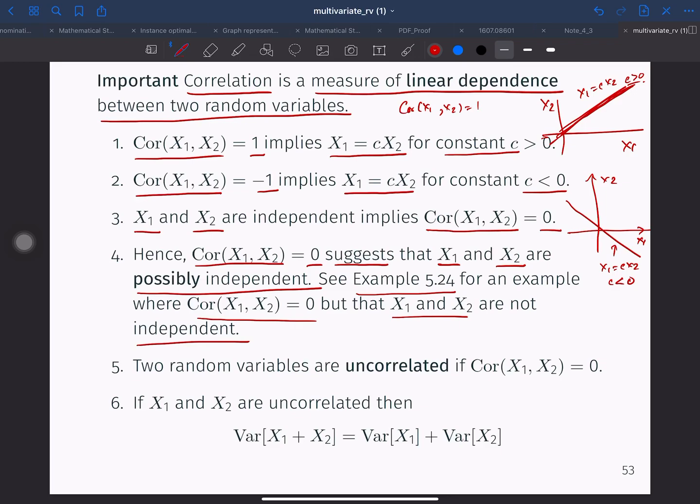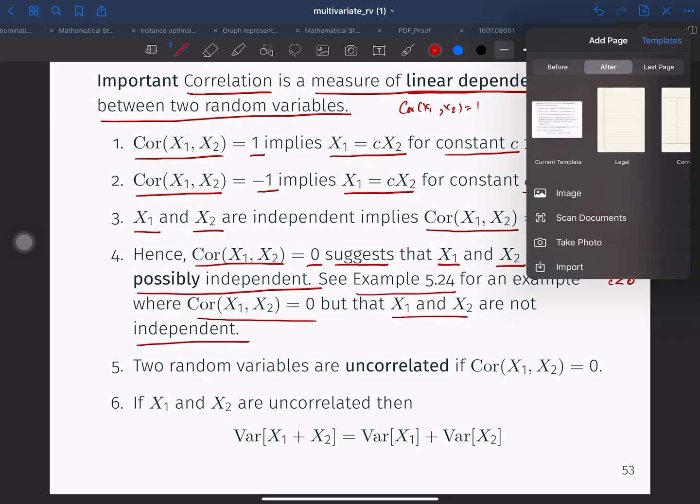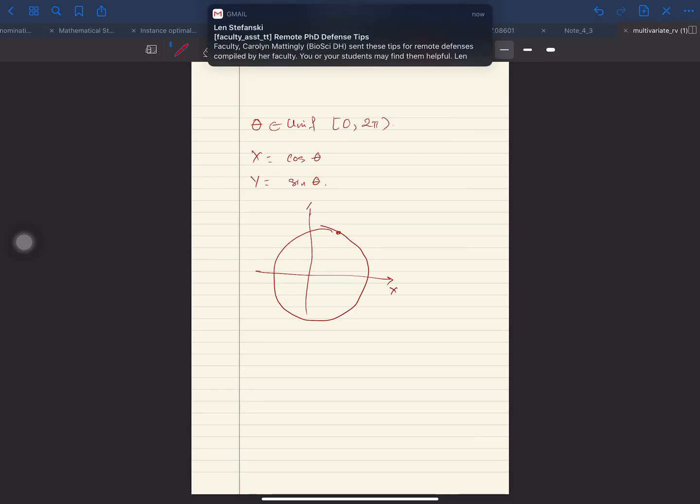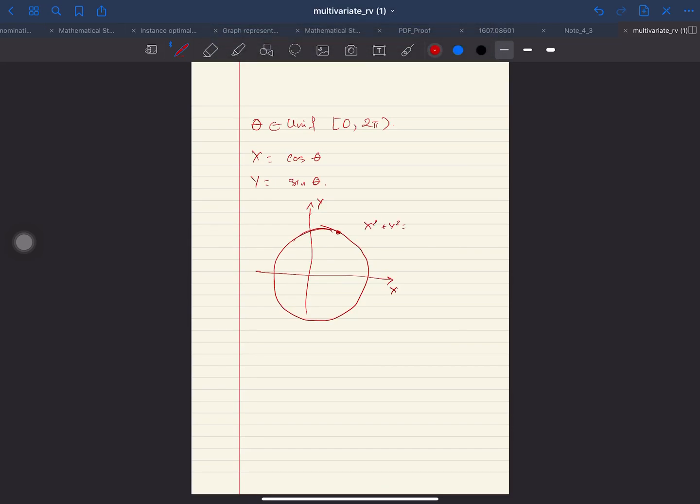So the key word here is that correlation is a notion of linear dependence. What does that mean? Let us give a quick example. Suppose I have a random variable theta that is uniform on the angle 0 to 2 pi, and then I define x to be cos of theta and y to be sine of theta. What that means is that you can think of x and y here as being uniformly distributed on the circle. This is x and this is y, and x and y live on this circle where x squared plus y squared is equal to 1.